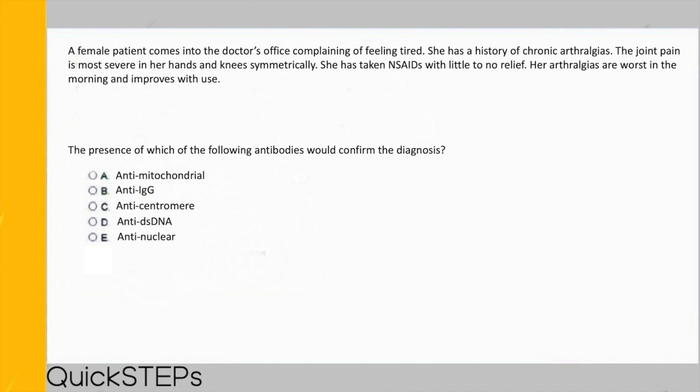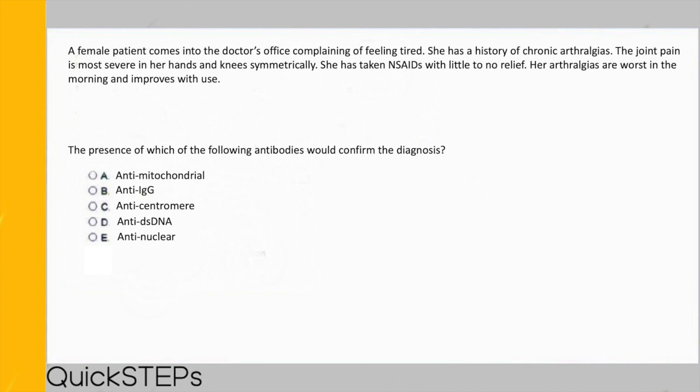How about anti-centromere antibody? Well, that's for CREST syndrome, right? Limited scleroderma. Does that present in this way? No. The mnemonic for CREST is C-R-E-S-T: calcinosis, Raynaud's phenomenon, esophageal dysmotility, sclerodactyly, and telangiectasias. None of them are seen here, not even one. So that's not the answer.